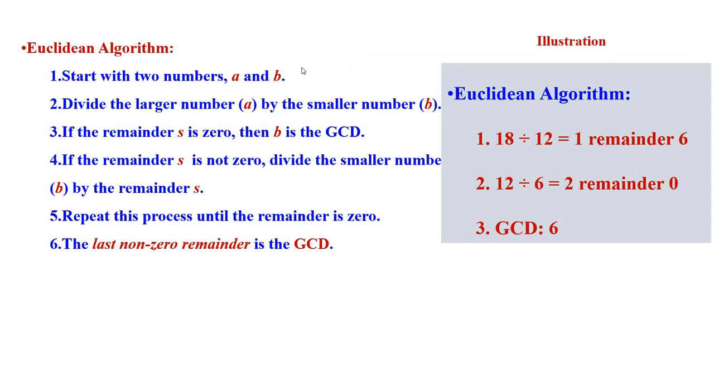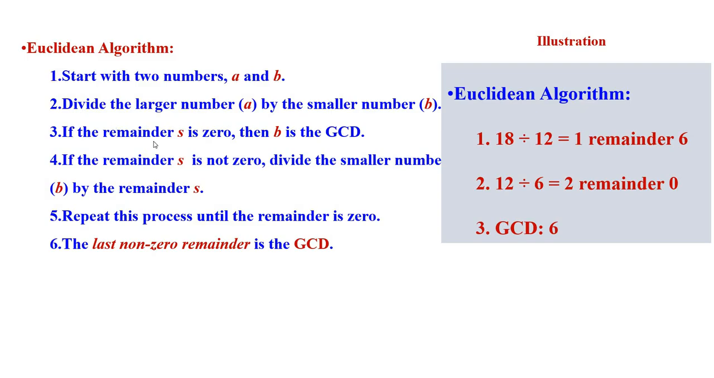Now again we consider the same 18 and 12, but with the Euclidean algorithm. The general procedure is this. Start with two numbers A and B. Divide the larger number A by the smaller number B. Whichever is smaller, you name it as B, and whichever is larger, name it as A.